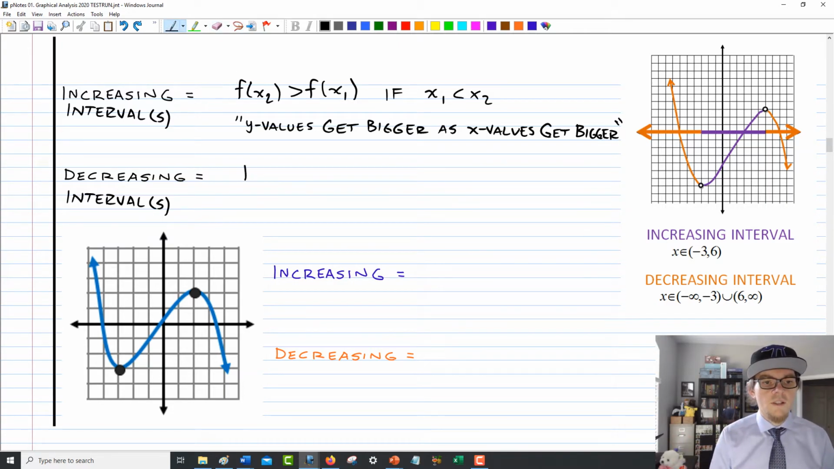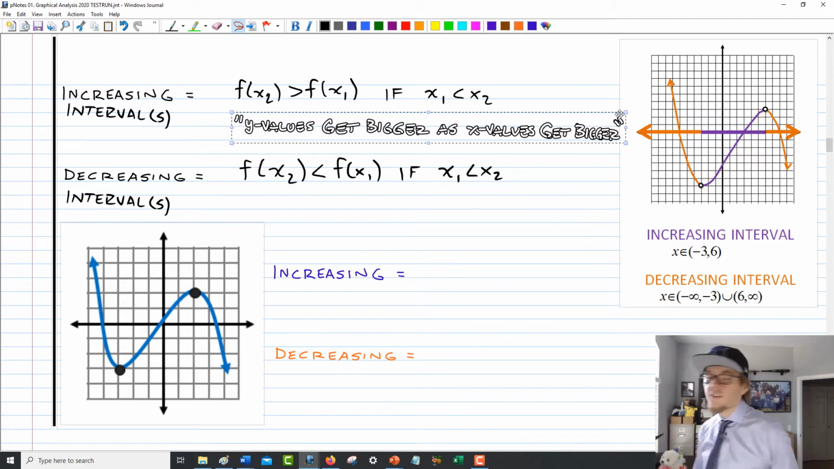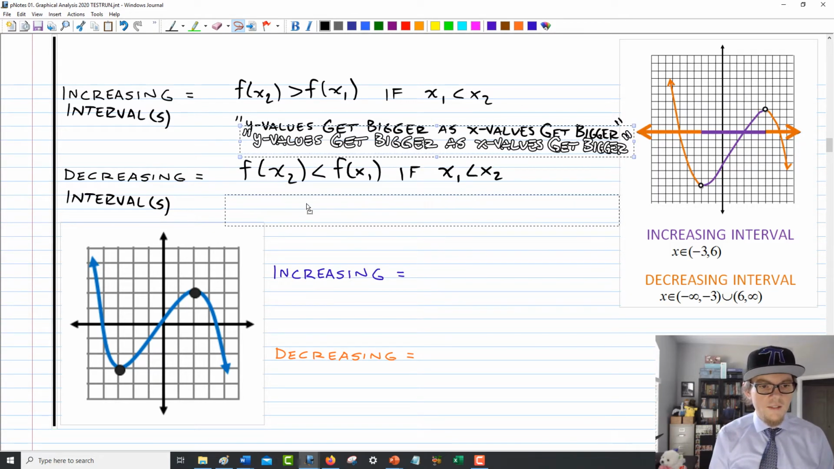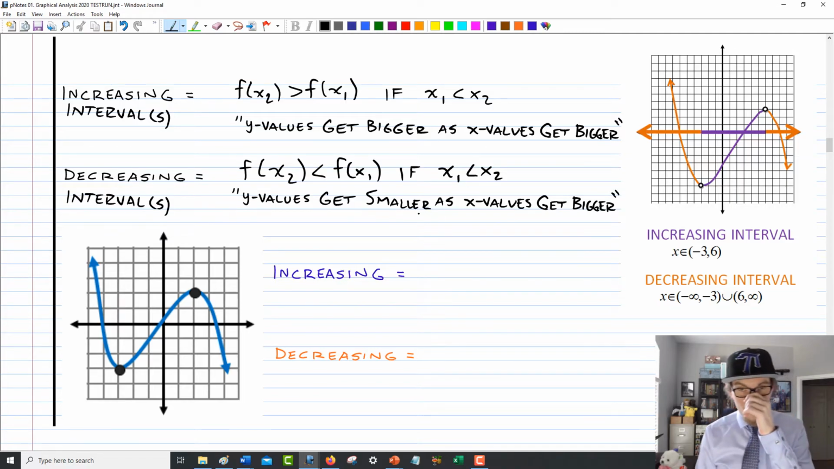Likewise, we can define the decreasing interval. It's going to be when f of x sub 2 is less than f of x sub 1, if x sub 1 is less than x sub 2. So in this case, like our conceptual definition, instead of saying the y values get bigger, we would say that the y values get smaller as the x values get bigger. And if the y values are getting smaller, that means that we're proceeding downward, which is exactly what decreasing would mean conceptually.